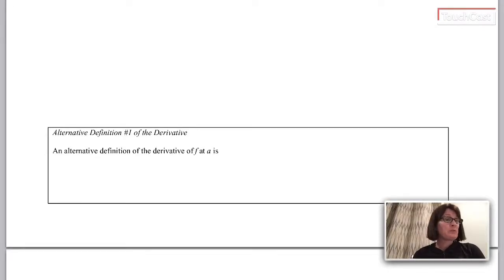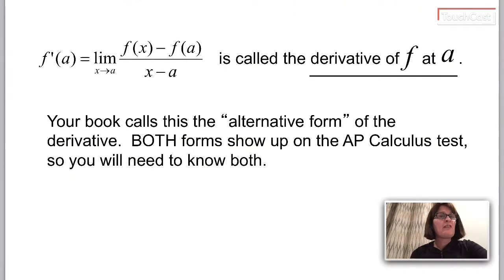At the bottom of the first page of your notes paper, there's a place for the first of a couple of alternative definitions for the derivative. So start by filling this in there. f prime of a is the limit as x approaches a of f of x minus f of a over x minus a. This is another way to write the derivative.